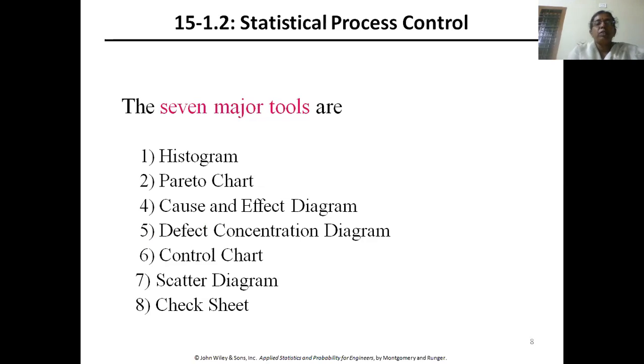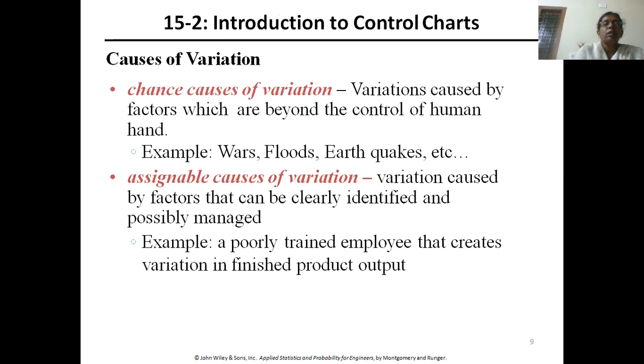So there are 7 major tools in statistical process control. One is histogram, Pareto chart, cause and effect diagram, defect concentration diagram, control chart, scatter diagram, check sheet. So these are the different methods we use for process control. But in your syllabus, you have the 6th one, that is control charts.